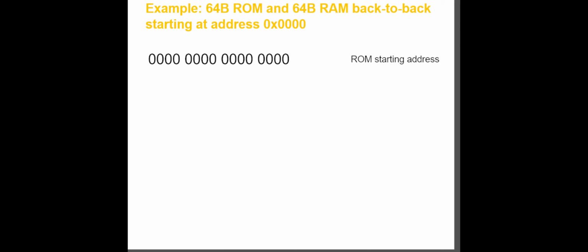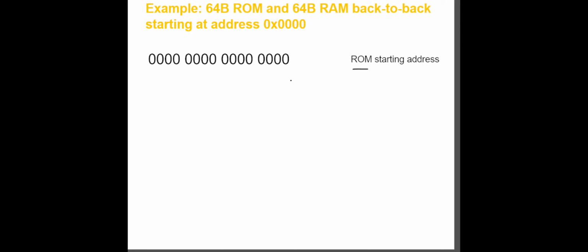I have a memory system that's composed of ROM and RAM, and they are back-to-back, and they start at address 0 hex, or 0000 hex. The objective is to figure out the range for each of these memory types. So let's assume the memory starts with the ROM, at address 0, and it occupies 64 spaces, assuming each space is holding 1 byte. So I need to go up to 64.